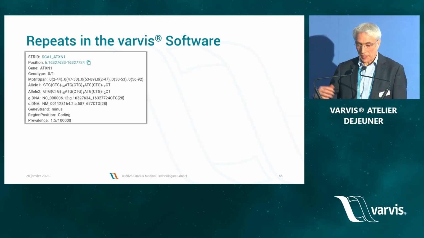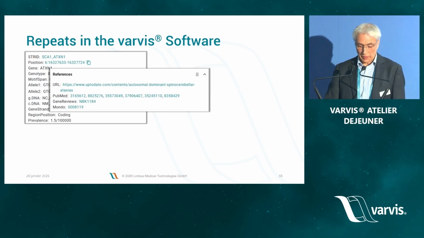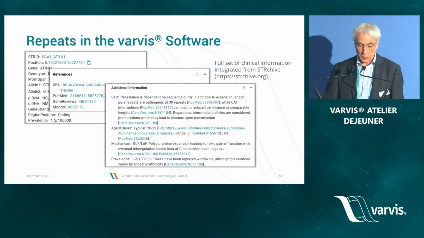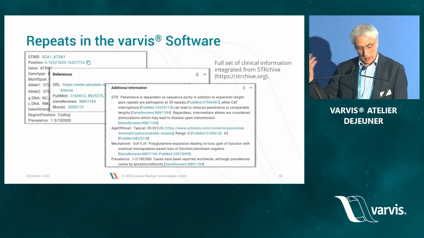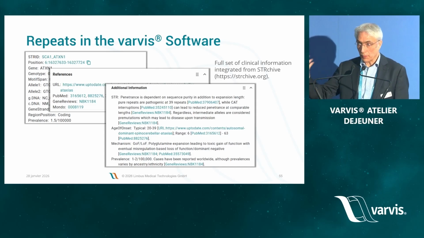We provide context information from the bioinformatics analysis, of course, but we also provide links to disease websites if they're available, to relevant literature, gene reviews, etc. And we also provide specific information for your repeat locus regarding penetrance, more information about age of onset, the molecular mechanism, and also prevalence in the population. So the goal of all that is that you don't have to switch to any other source of information to properly classify the repeat expansion and to therefore accelerate the process.